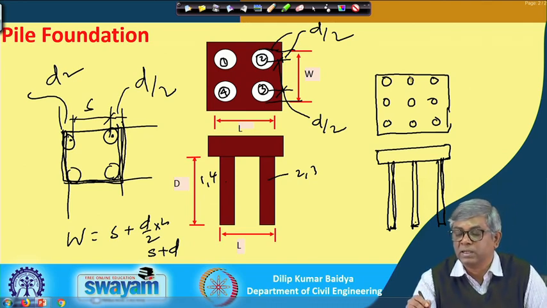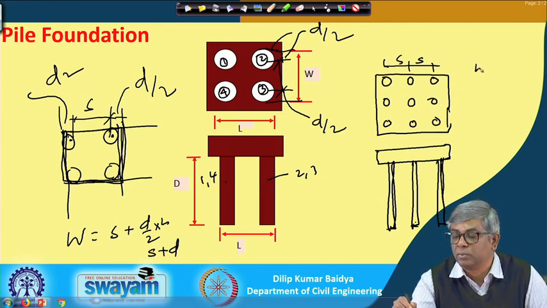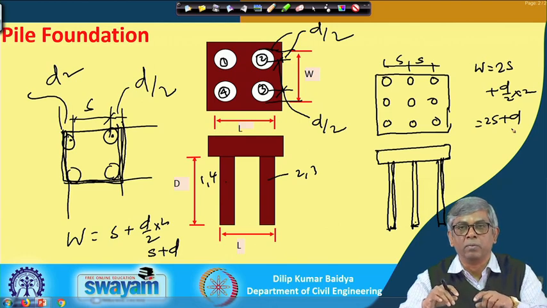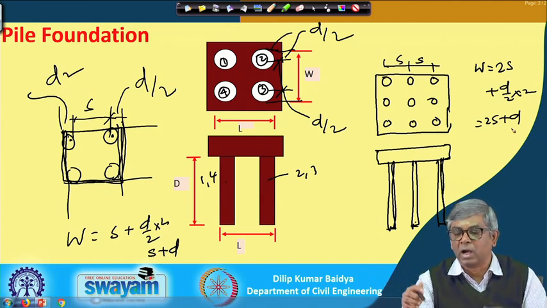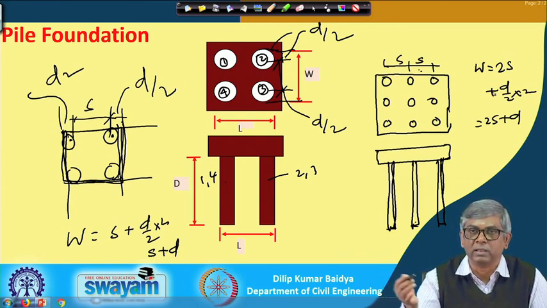Okay. Suppose here you can see there are S, S. So, that means dimension W will be equal to twice S plus d by 2 multiplied by 2, twice S plus d. So, if in a particular row there are 3 or 4 or whatever may be the number, however many in-between spacings there are, you can see 1 or 2, twice the spacing plus d will be the width.